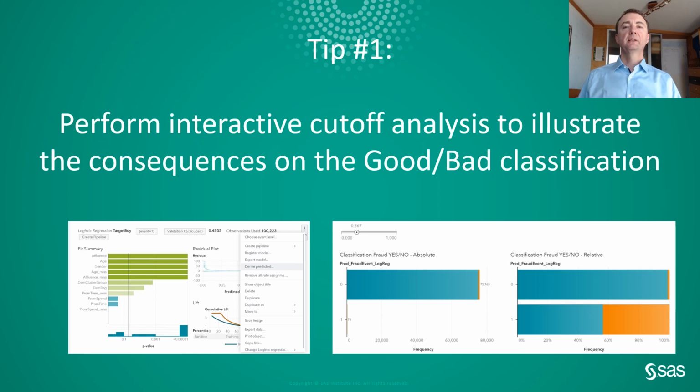When we create predictive models, we want to illustrate to our business users the effect of different cutoff points on the model decisions, and we also want to illustrate the outcome of our predictive model, what does it create and what can be used in the operational process. The way how you can do this is shown in tip number 1.